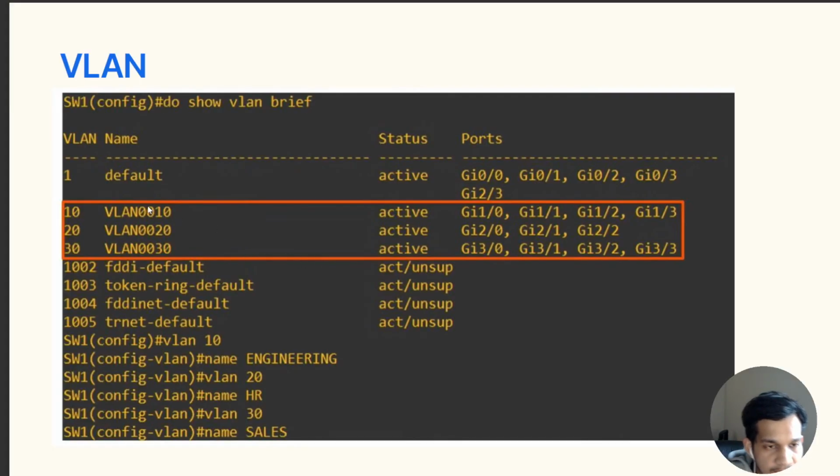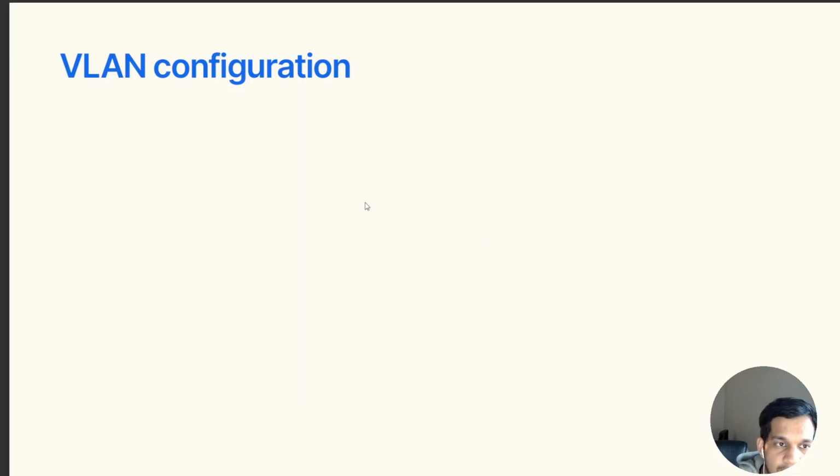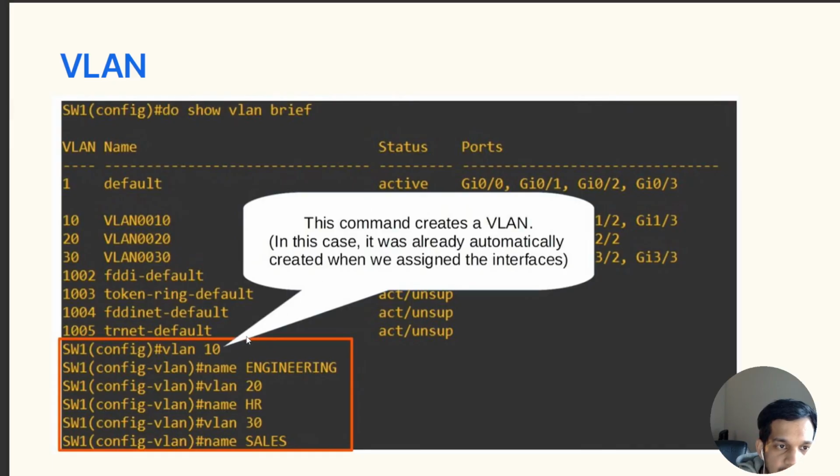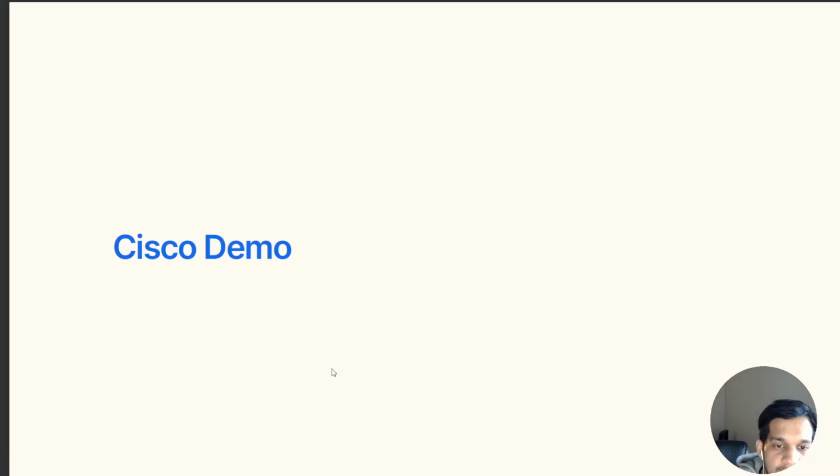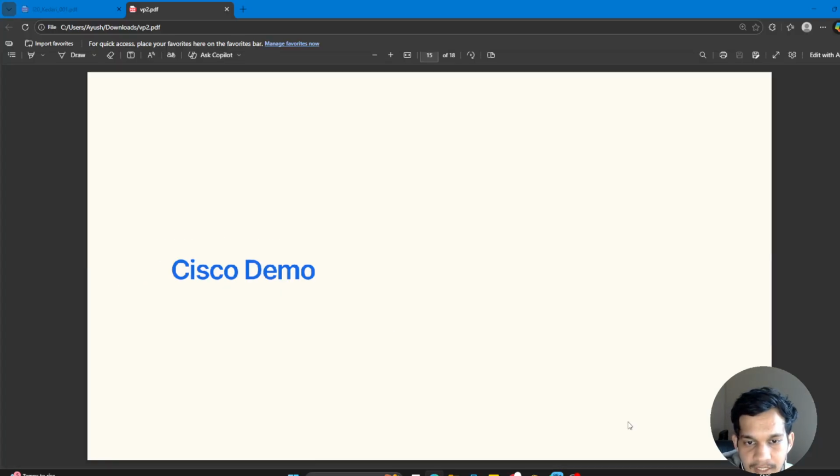So after you configure the commands I told you before, by default it will create VLAN 10, 20 and 30 over here, and whatever ports we have configured on that VLAN get designated to that VLAN, the ports in that VLAN. Okay, so how to do the VLAN configuration, how to label it and so on. So let's do a Cisco demo and get clarity on that.